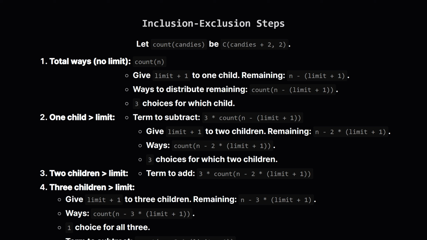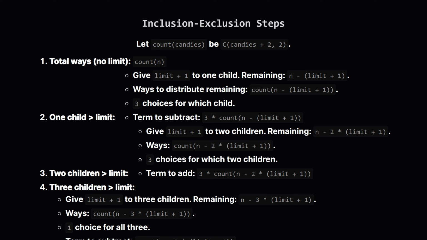Third, add back cases where at least 2 children get more than limit. We pick 2 children. 3 ways to do this. Give each of them limit plus 1 candies. The remaining candies are n minus 2 times the quantity limit plus 1. Distribute these using our helper. So we add back 3 times count_combinations_for_candies applied to n minus 2 times limit minus 2.